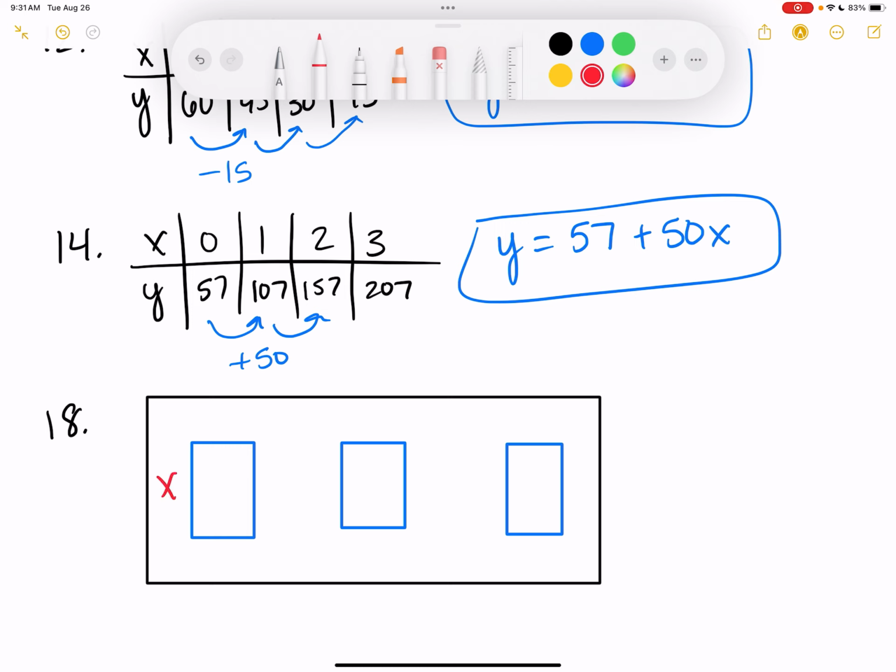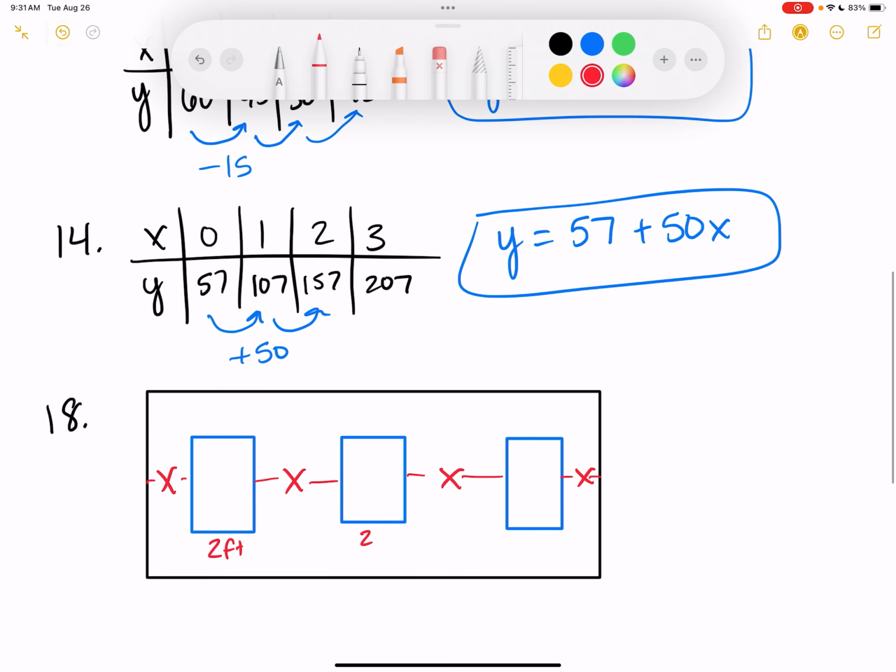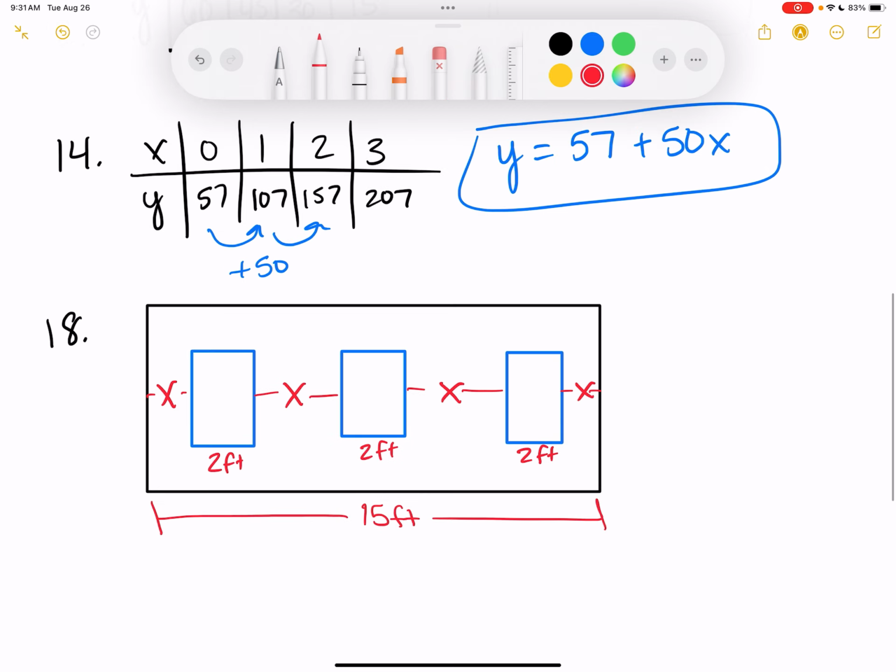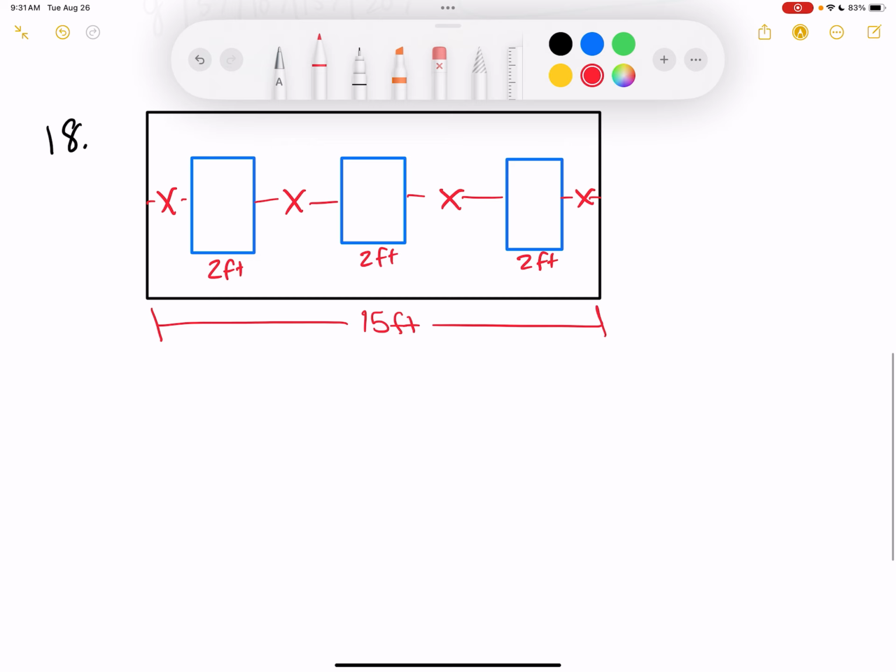All right. In between here, these values are x. Obviously, I did not get this perfect, but it's close. Each of these are 2 feet. And they tell us that the entire thing is 15 feet. So we're going to write an equation and then we're going to solve. X plus 2 plus x plus 2 plus x plus 2 plus x equals 15.